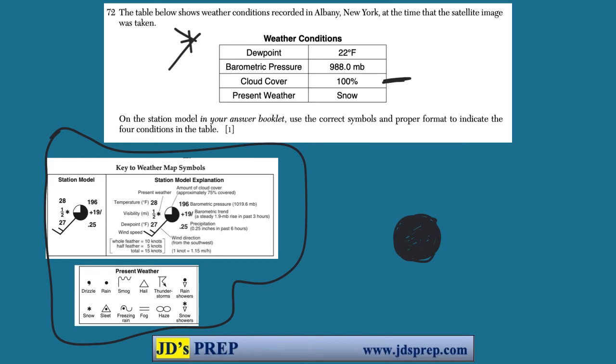The present weather is snow. Snow right there. It's going to indicate that with that little star. For barometric pressure, we're going to use the last 3 digits of that up here to the right. And lastly, our dew point is indicated to the bottom left. So your station model should look something like this.